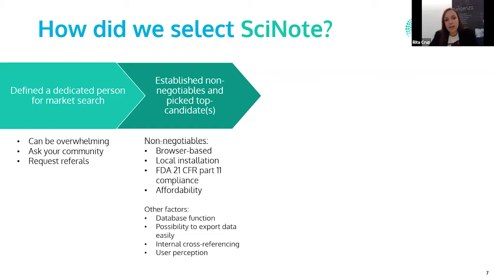Still, other factors that I took into account was whether the system would have a database function that would allow us to upload databases that we use, for instance, for our strains or our DNA constructs. It was also very important to show that we could export data easily. That was something that people here were very concerned about. So what happens if one day, for some reason, SciNote disappears or the server breaks or something terrible? Do we lose all the data?